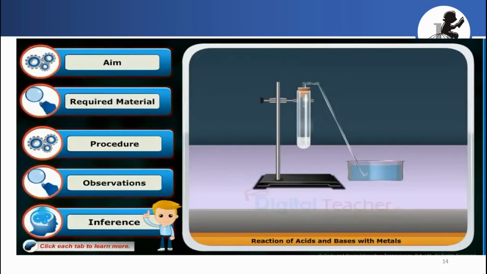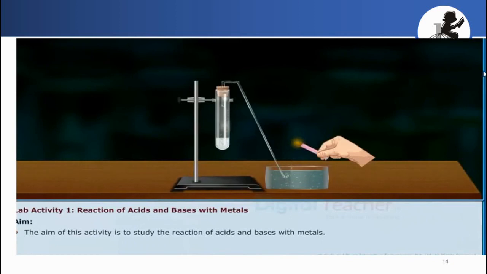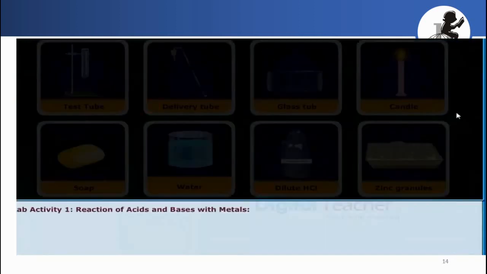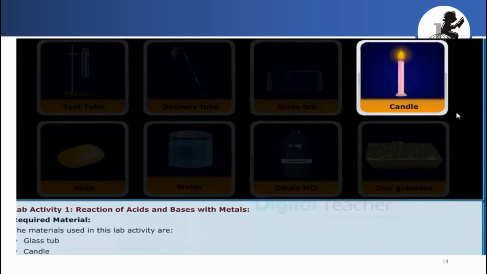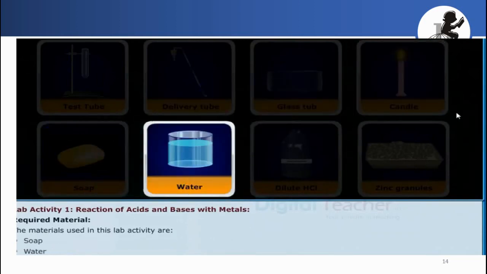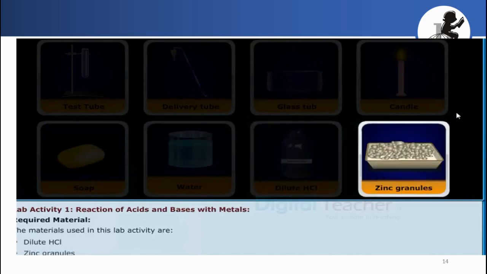So here it is a lab activity. For the lab activity we have mentioned all these subheadings. First, aim. What is our aim? Once again, when metals react with acids or bases, hydrogen gas is released. So for this activity, the required materials are iron stand, test tube, delivery tube, glass, candle, soap water, dilute hydrochloric acid, zinc granules.